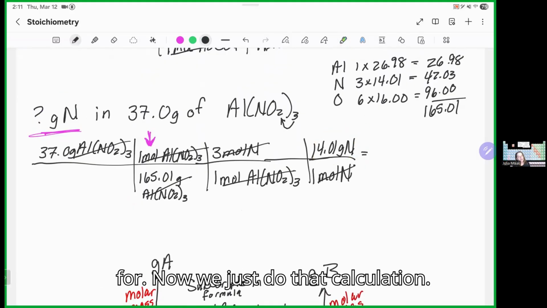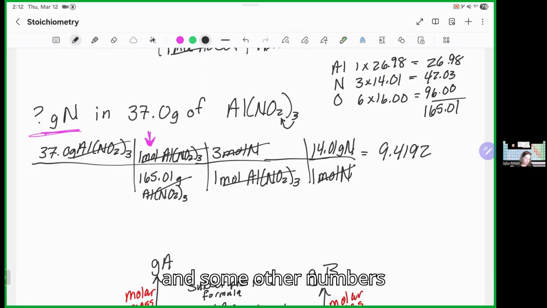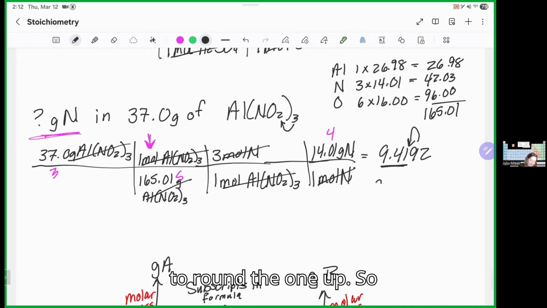Now we just do that calculation. So, and I get 9.4192 and some other numbers. And here I have 3 sig figs, 4 sig figs, and 5 sig figs. So I'm going to go with 3. That 9 is going to round the 1 up. So I have 9.42 grams of nitrogen.